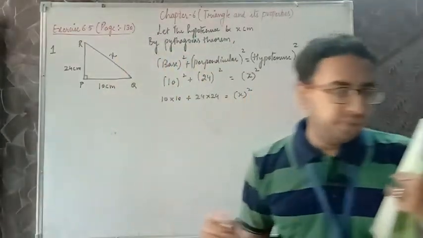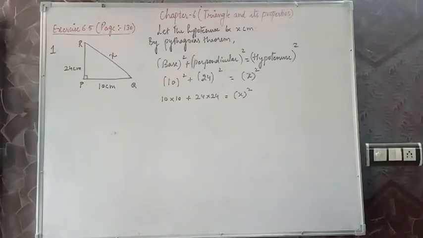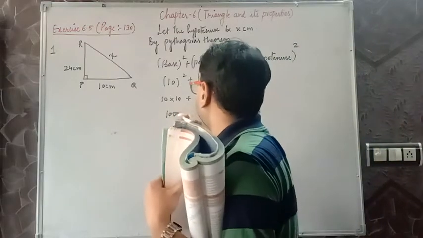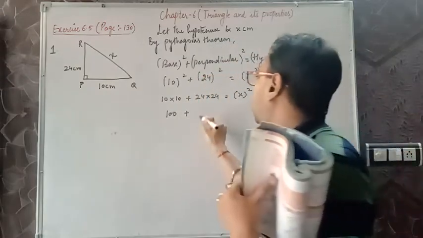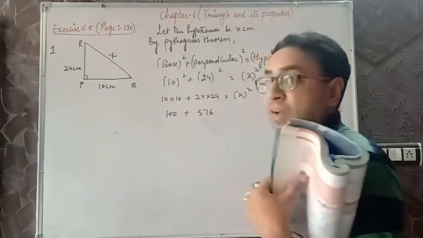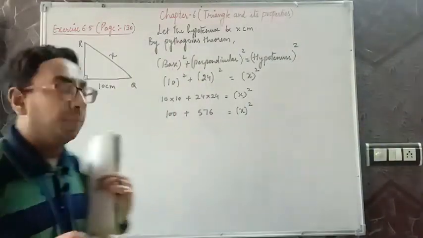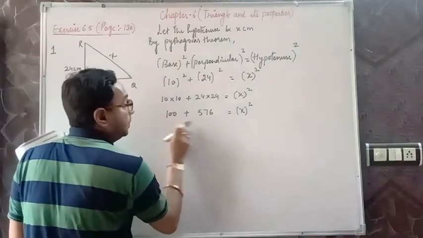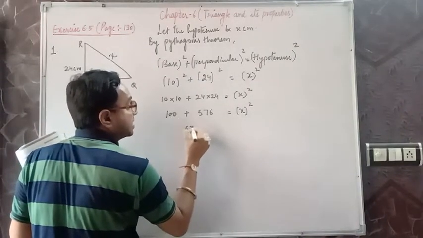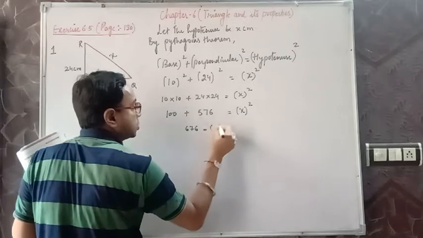Yes or no? Anyone with a doubt in this? What is 10 square plus 24 square equal to? Clear everyone? Now tell me what is 10 into 10? 10 into 10 is 100. And 24 into 24 is 576. If I solve, it is equal to x square. Are we clear? Now 100 plus 576 is equal to 676, which is equal to x square.